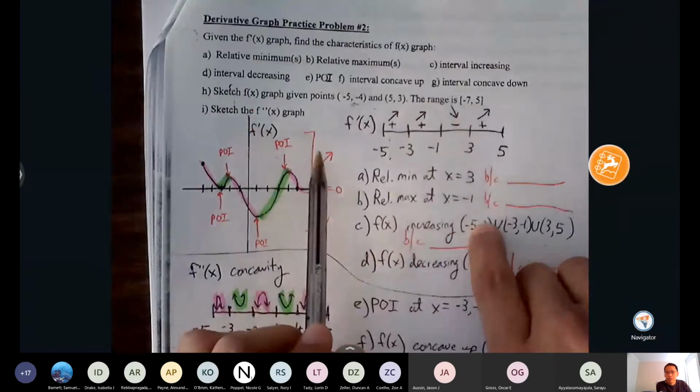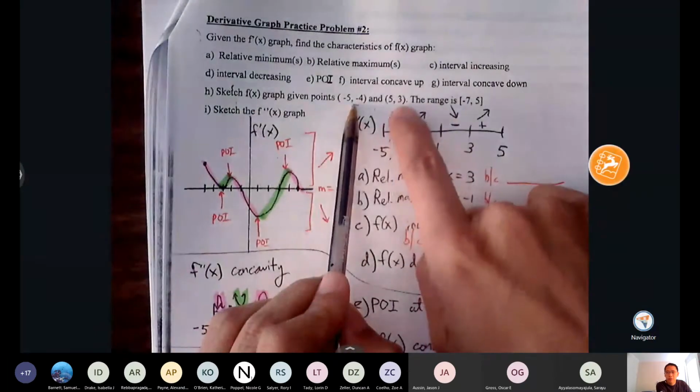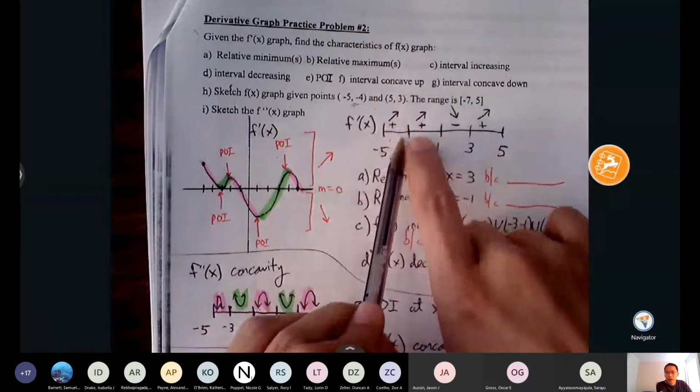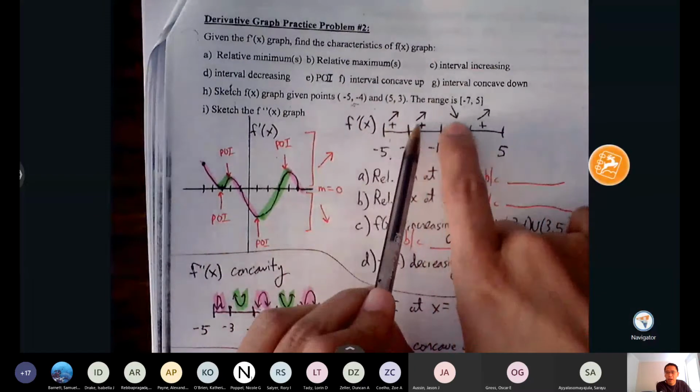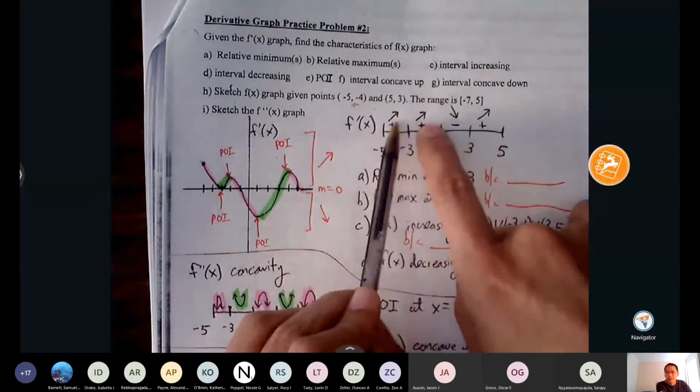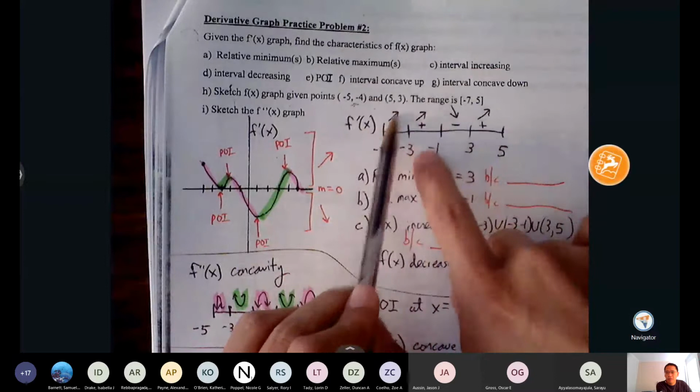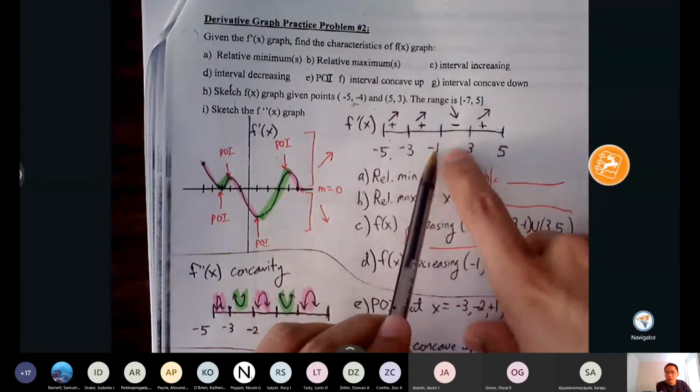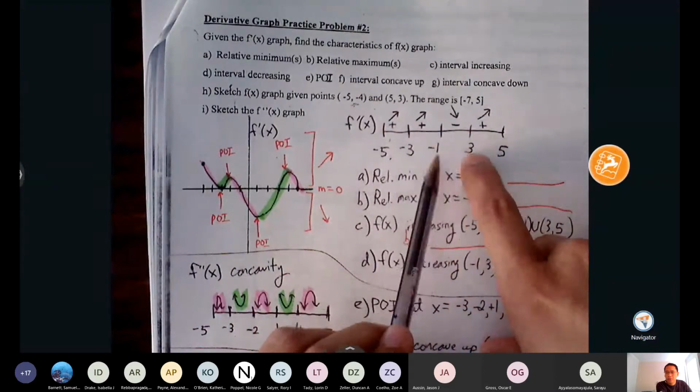But first things first, I'm going to plot these points, and I'm going to sketch a graph that follows the path that I have outlined here. Okay, the graph is going to rise, relative max at -1, relative min at 3. Okay.